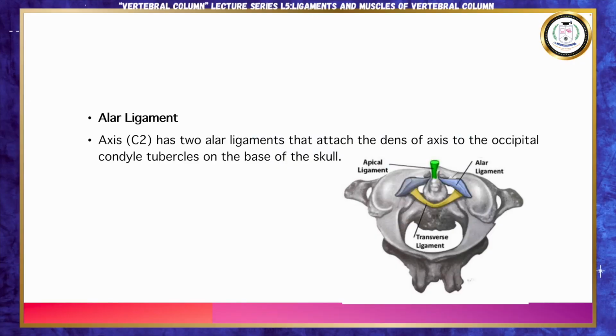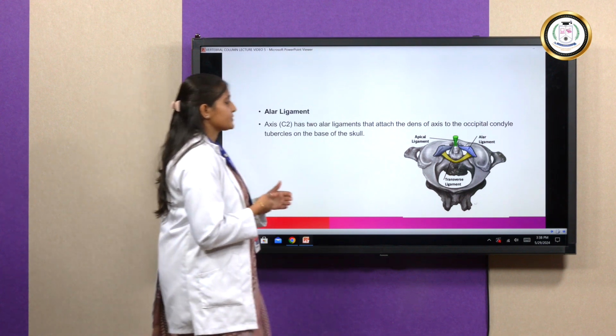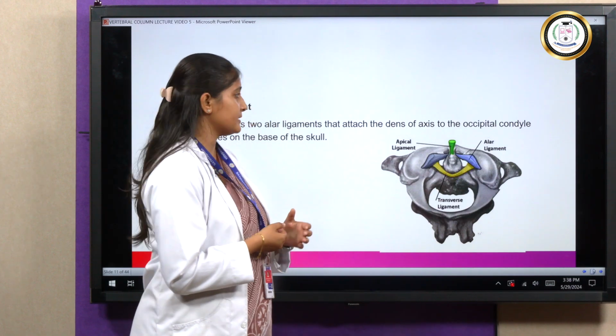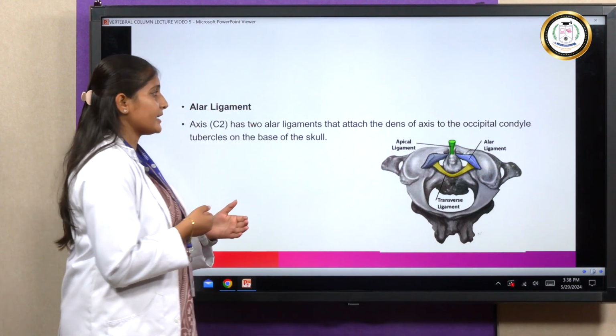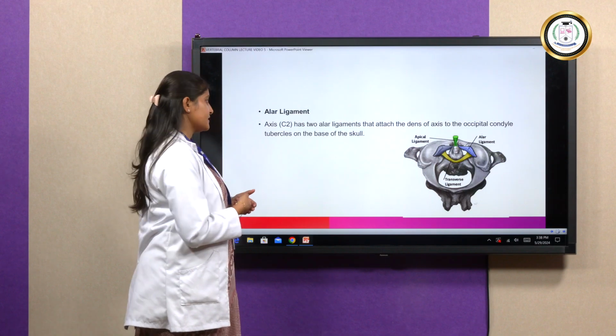Next comes the alar ligament. There are two alar ligaments that attach the dens of the axis to the occipital condyle or the tubercles of the base of the skull. So these blue colored structures are the alar ligaments. These alar ligaments attach the dens of the axis to the occiput of the skull.